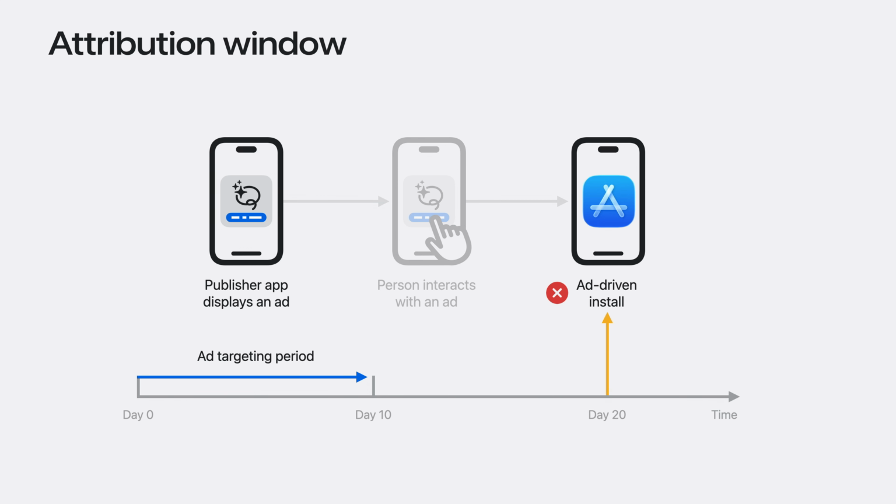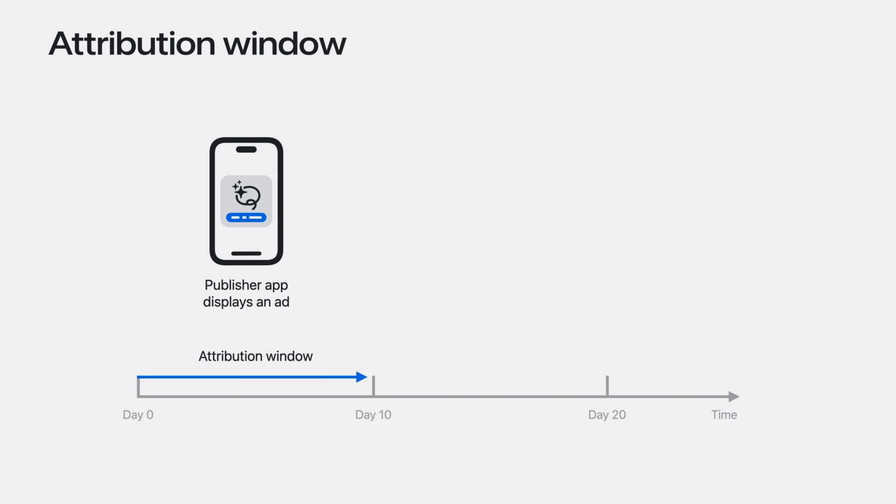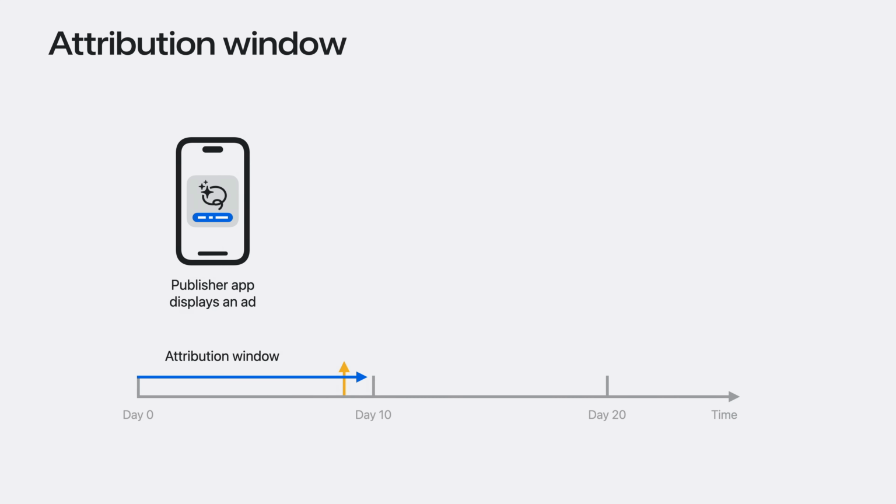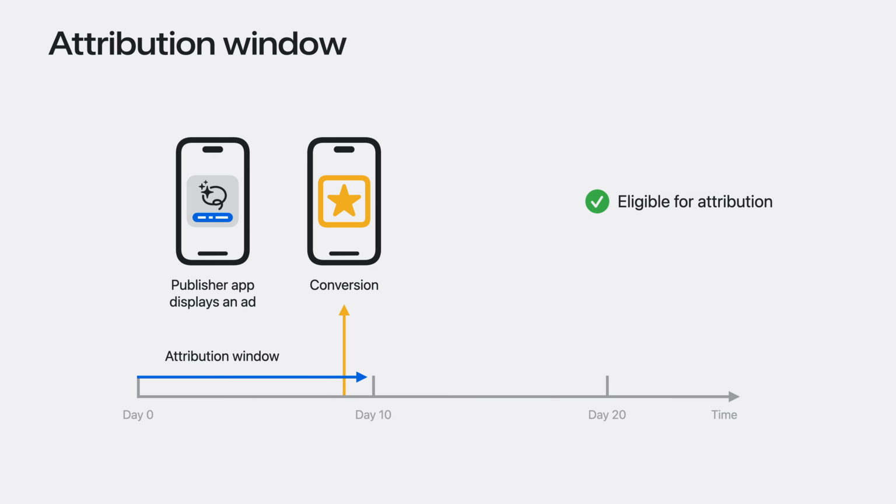And this ad targeting timeframe is what we refer to as the attribution window. The attribution window is defined as the time period starting from the ad display time to the latest time that this ad can still be considered for attribution. If conversion happens within the attribution window of an ad, then this ad would compete for the attribution of this conversion.